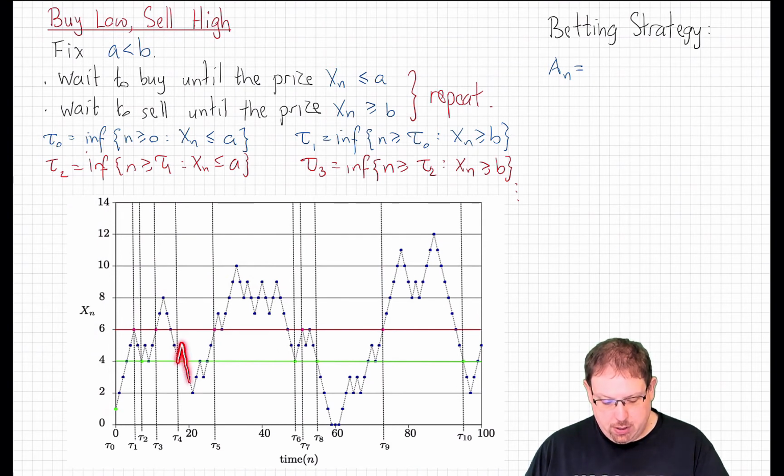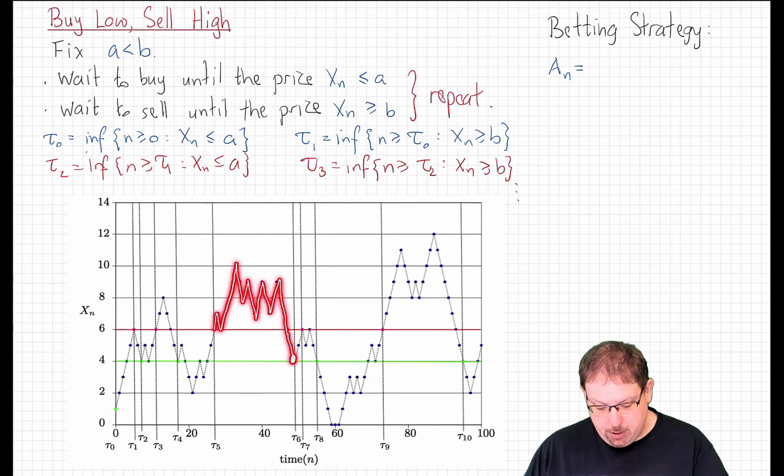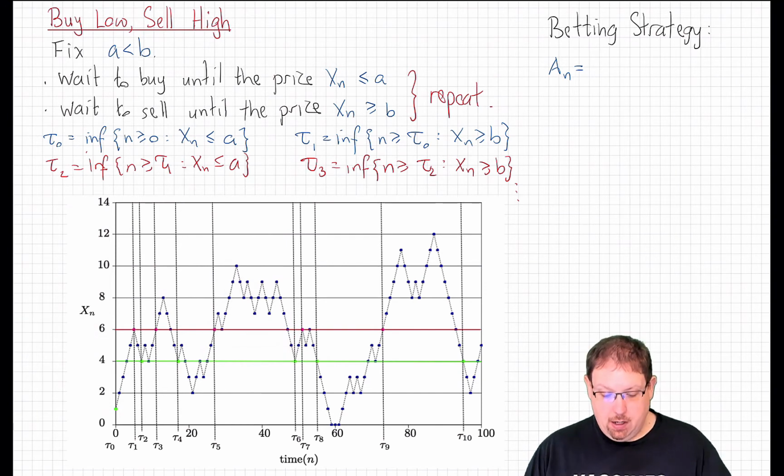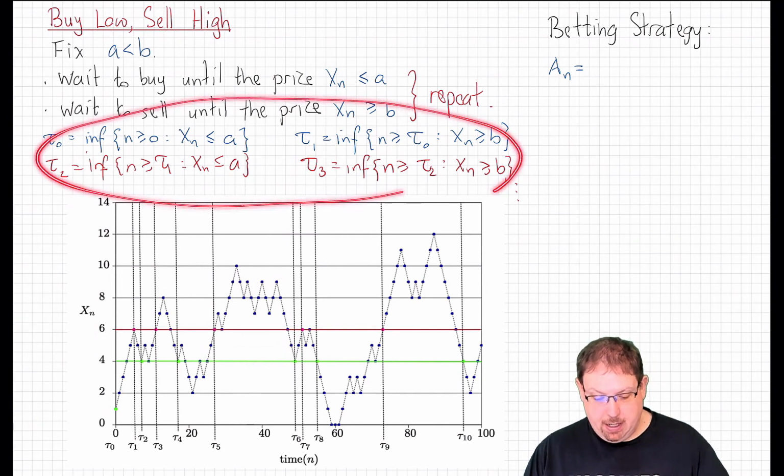So we hold on to our stock here, bite our nails as it drops below A and stays down for a while, but eventually comes back up to B, and there's time 5 when we sell again. And all of this will be disappointed that we sold because it's staying above B, but anyway, we're employing our strategy and we don't buy again until we get here, and so on down the line. Of course, all of these are stopping times for our process.